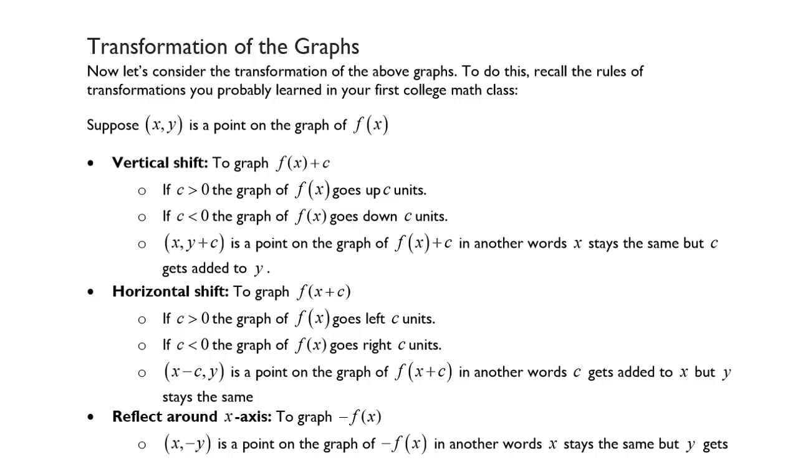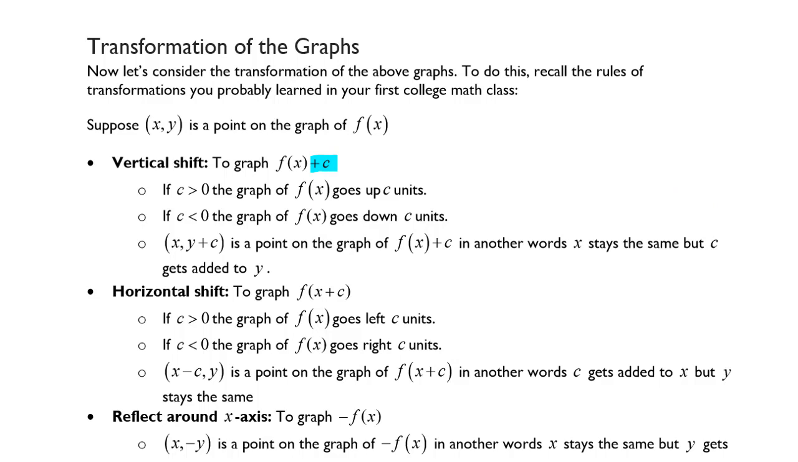To do this, recall the rules of transformations you probably learned in your first college math class. The first one is that a vertical shift happens when you add a constant or subtract a constant from the function itself. So if you start with sine of x and you add a number, it will shift it up. And if you subtract a number, it will shift the function down.